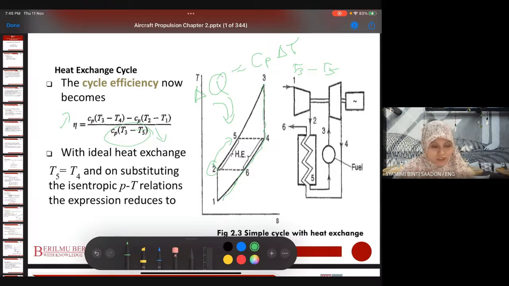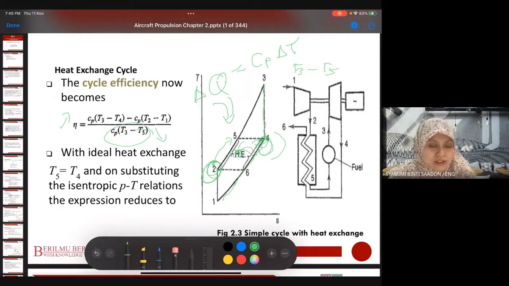So we use the extra heat from the hot side, after the expansion at location 4, to preheat the fluid at point 2. So this total heat at point 4 will be used to preheat the working fluid exiting the compressor. 1 to 2 is the compressor, right? So exiting the compressor, the heat from the hot side will be generated and used to preheat the working fluid, the air, from 2 to 5 at the cold side.